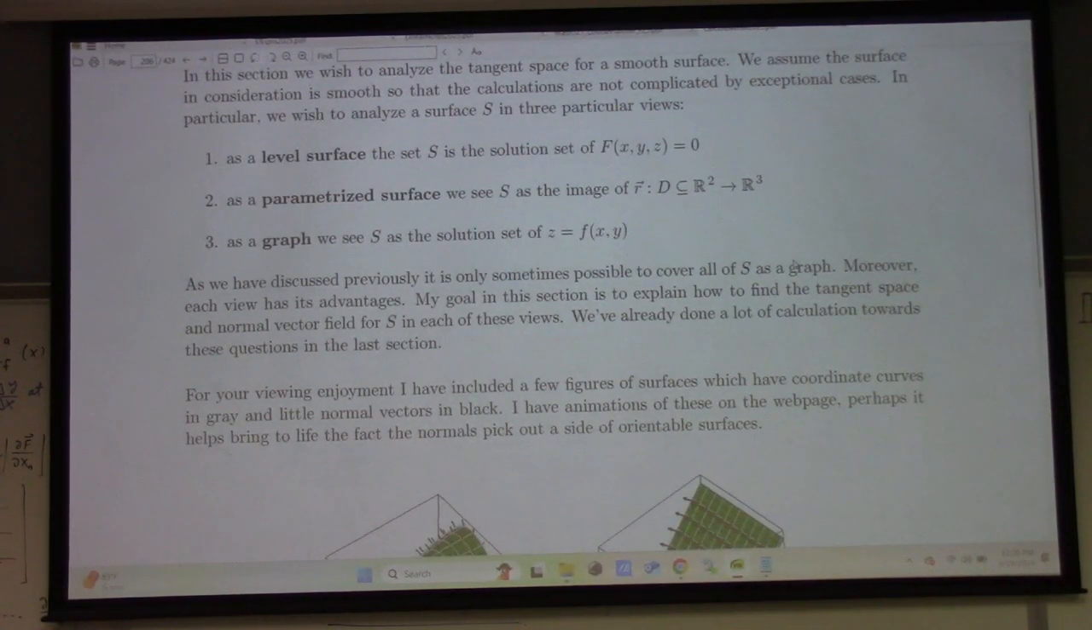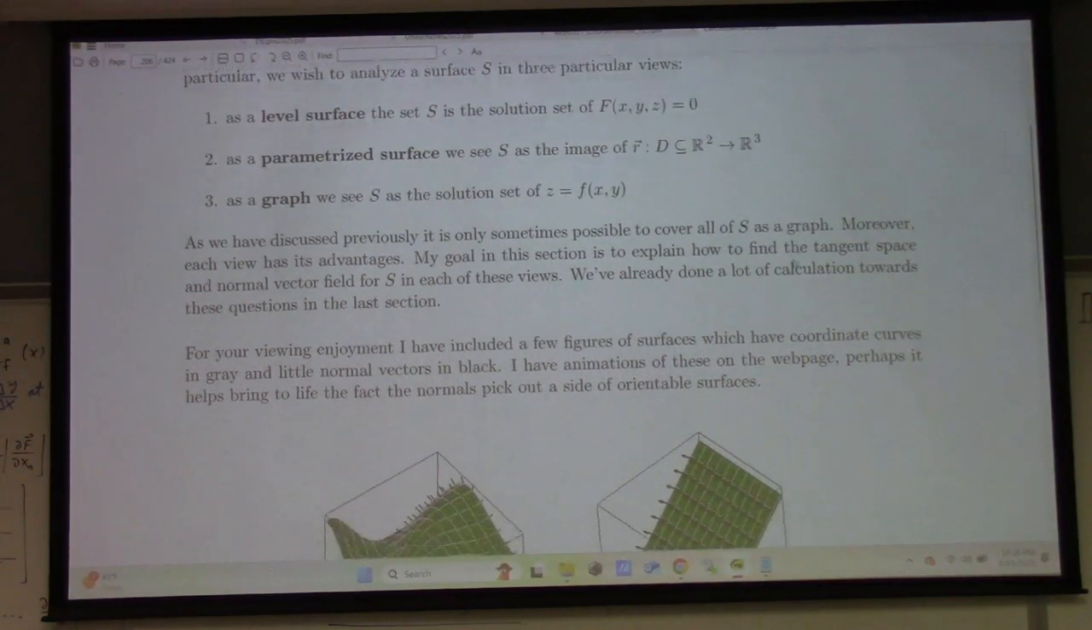As we think about surfaces in 3 dimensions, there's really 3 ways we can go. We either talk about a level surface, f of x, y, z is equal to 0, or a parametrized surface, a mapping from R2 to R3, or we can think of it as a graph, z equals xy. This is kind of a halfway house between the other 2 viewpoints. In all 3 cases, we'd like to learn how to write the equation of the tangent plane, and how to find the normal vector field.